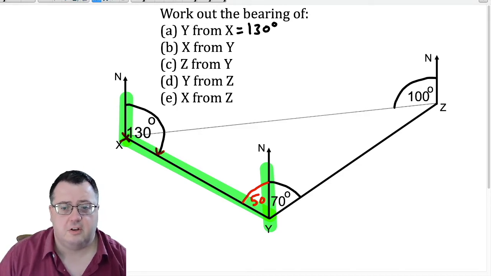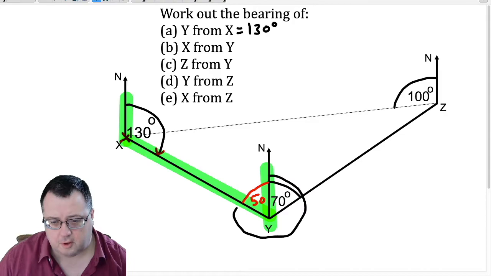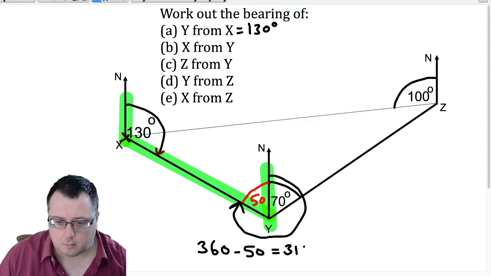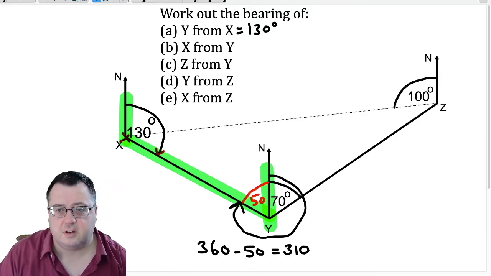Now we can use our rule of bearings from Y. Always measure clockwise, always measure from north. It's going to be that angle there. 360 minus 50, 310. Okay, so that is 310.